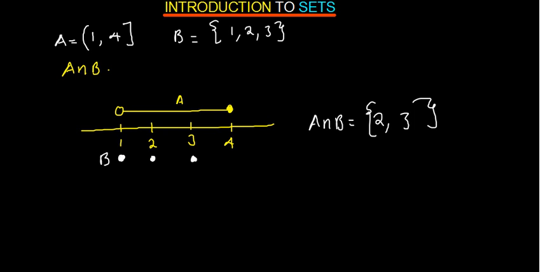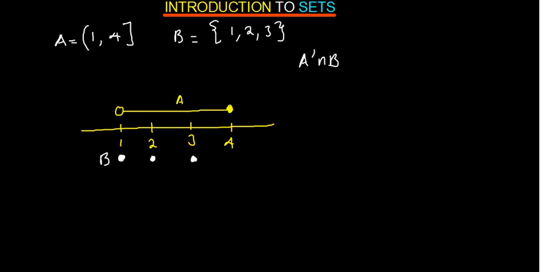So you guys need to understand this because a lot of people get to mix things here. Okay, they get to mix things. Now let's say the question we've been asked to work out is A complement intersection B. So A complement intersection B means what is outside A but should be in B.